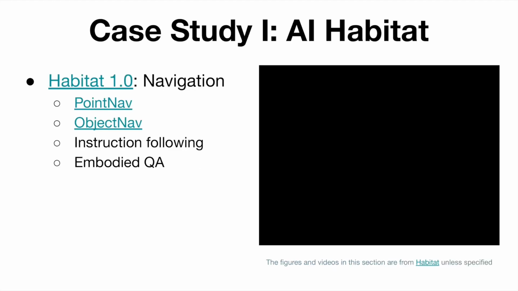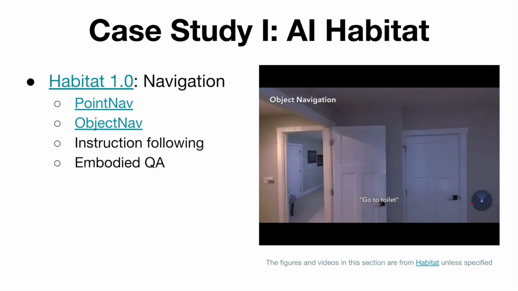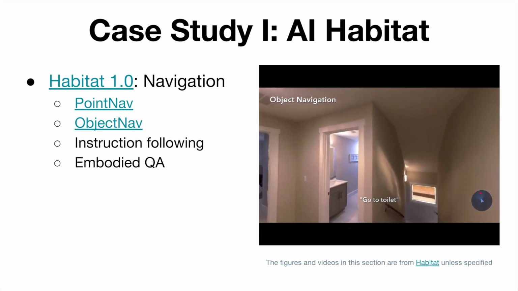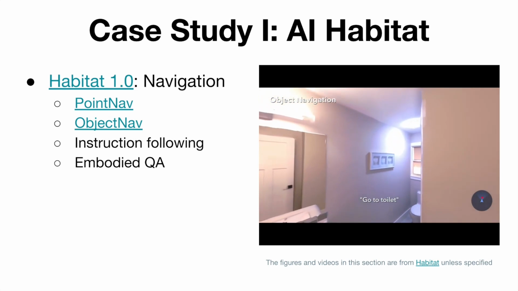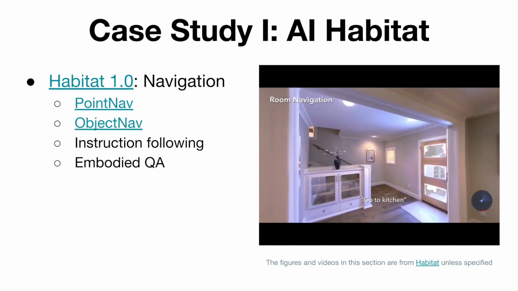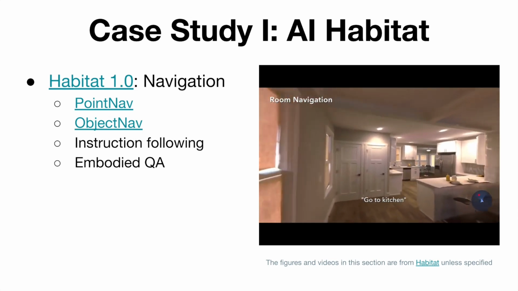Let's have a look at AI Habitat. AI Habitat is proposed by Meta AI. Habitat 1 is intended for navigation. Point goal and object goal navigation are 2 widely studied tasks. It also supports instruction following and embodied question answering.